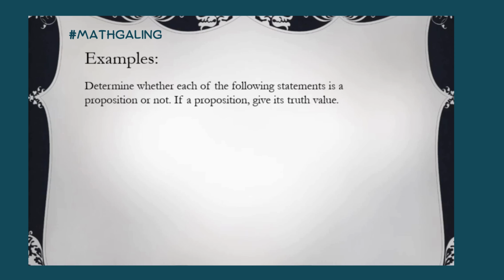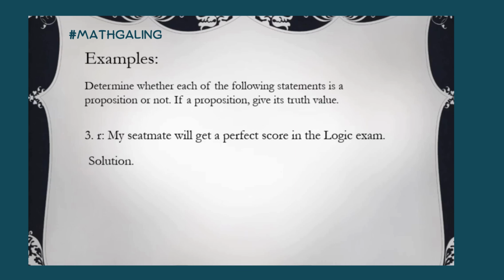Another example, the third: my seatmate will get a perfect score in the logic exam. So our solution here is, R is a proposition. Why? It depends on whether he is telling the truth about the event that my seatmate will get a perfect score in the logic exam. So it is a declarative sentence, so it is a proposition.